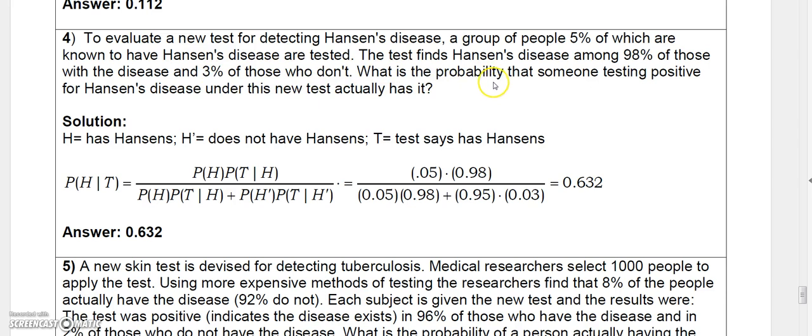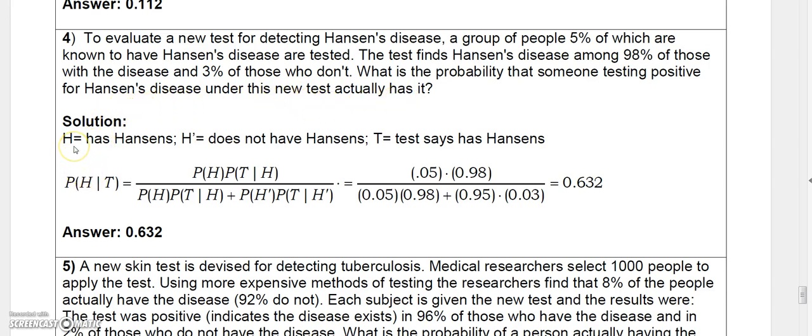What is the probability that someone testing positive for Hansen's disease under this new test actually has it? Now this one's a little bit tricky to read, but what they're asking you is what is the probability that someone has the disease given that the test is positive? So basically they want to know the probability that someone has the disease given that the test is positive.